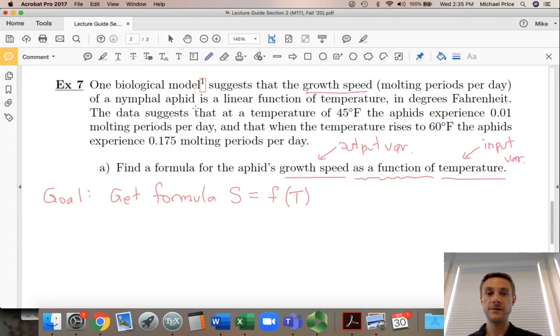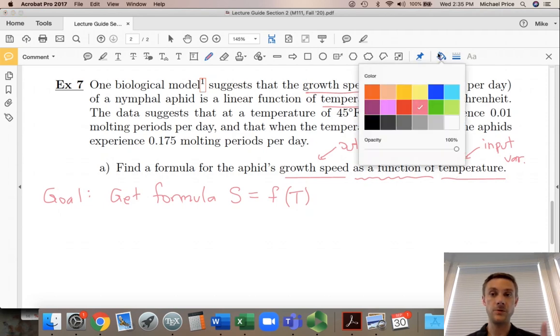So the growth speed of this thing is a linear function, and I really want to get at that piece of terminology, of temperature. But while I'm on this color, let's connect those two pieces. So here it is. Growth speed is a function of temperature. Growth speed is a function of temperature. Super. So we're matching things up to what our goal was originally.